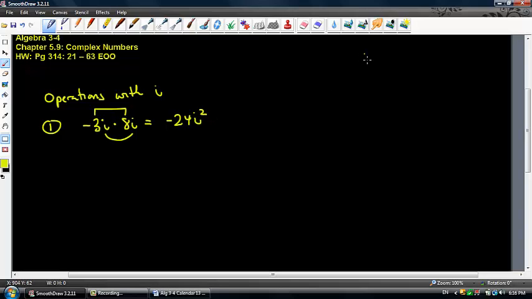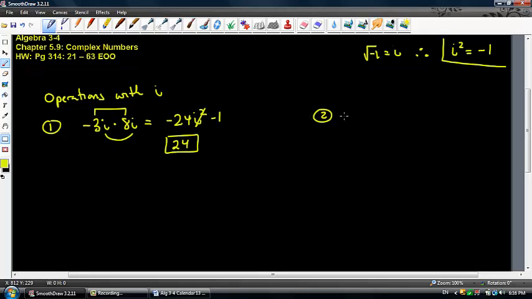So let's take a look at our definition again. It's the square root of -1 equals I. Therefore, if I square both sides, what I get is I squared equals -1. All right, so please make sure you guys remember this definition here, that I squared equals -1. It's going to be key in some of the things we're going to do later on. So getting back to example number 1 here, if it's -24I squared, that's really -24 times -1, which is +24.